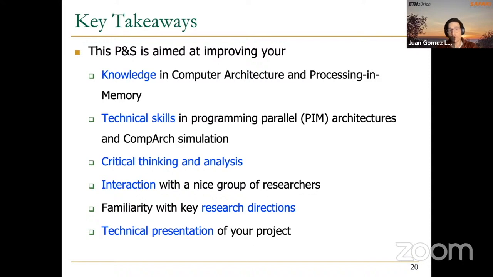And finally, you will also improve your technical presentation skills, because you will have to present your work in front of our group at the end of the semester.